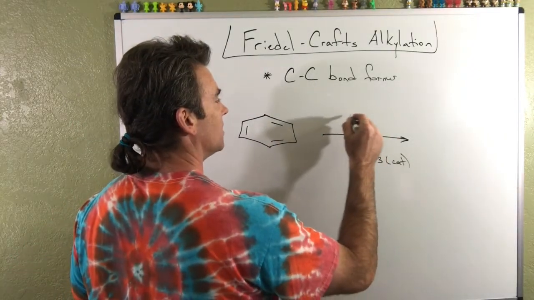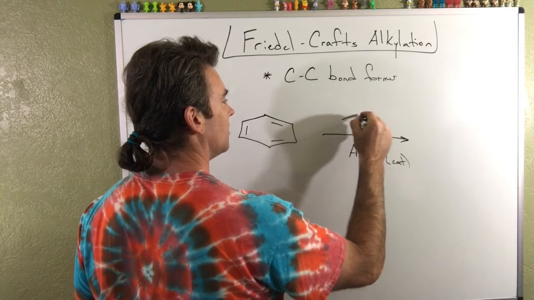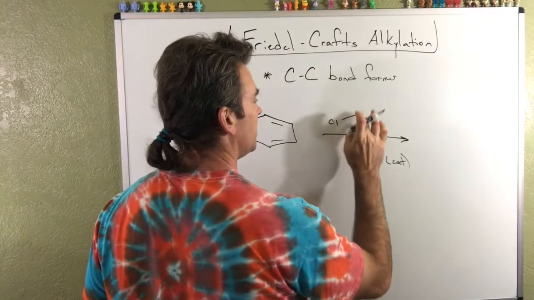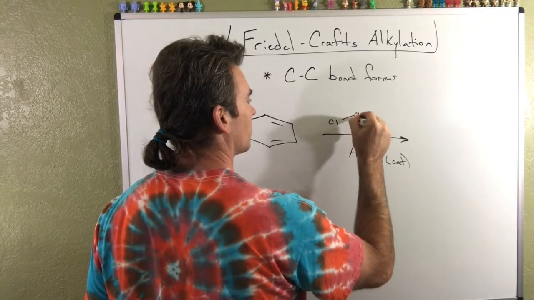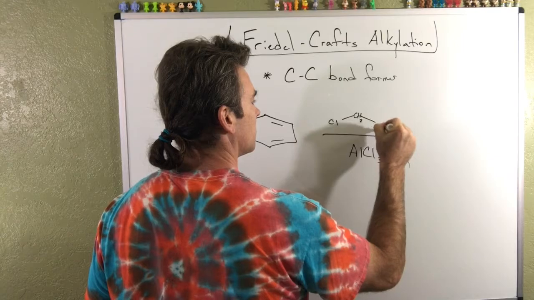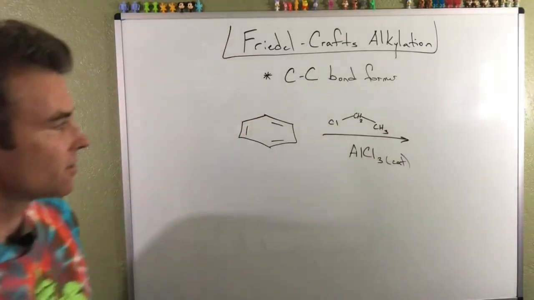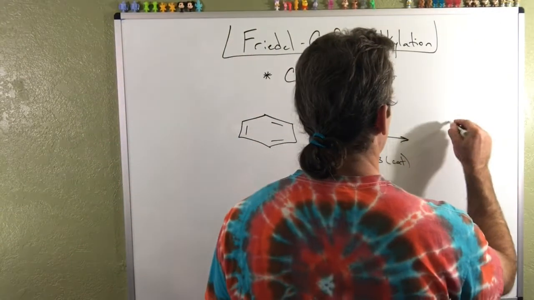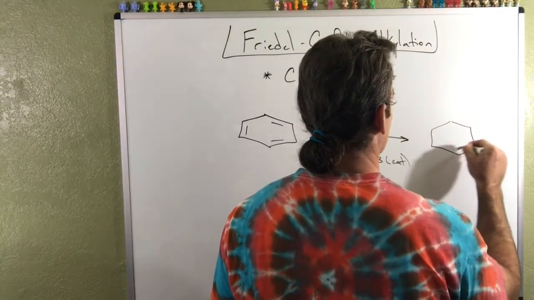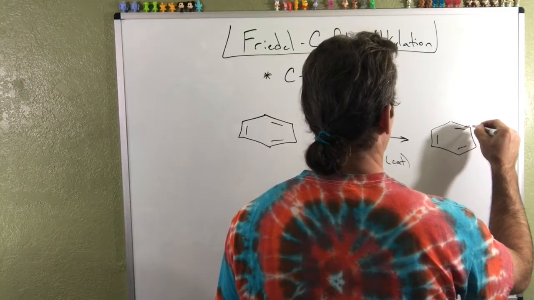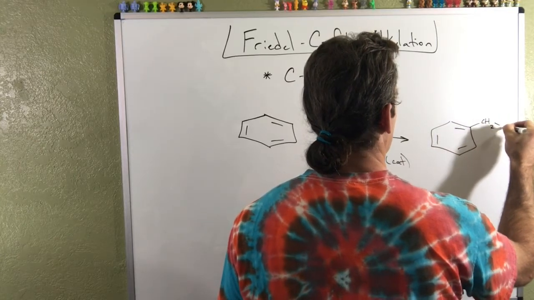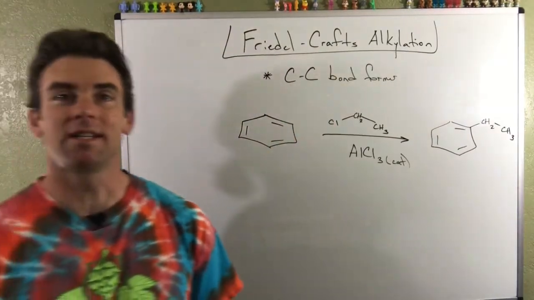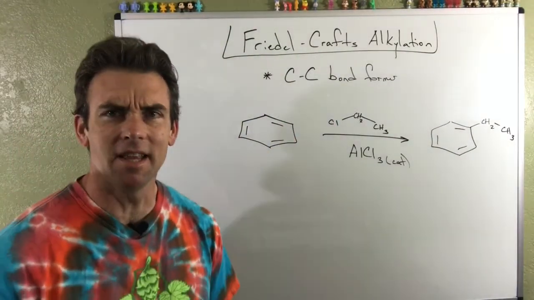And what we're going to do is take some sort of species like this. We'll make it an ethyl chloride. And it turns out that if I do these conditions, we will end up with a new carbon-carbon bond right onto our aromatic ring. And it happens in high yield, and it's really easy to work these kinds of reactions up. Hopefully you can actually see that.